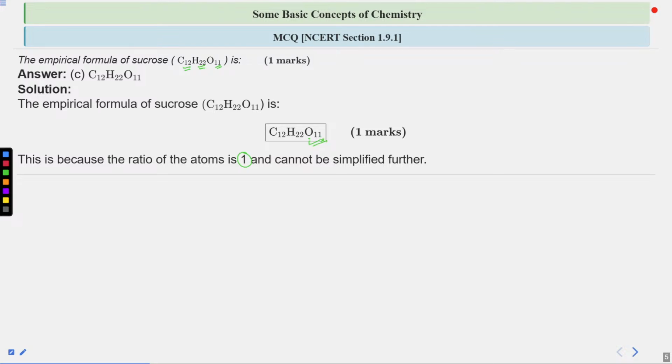So remember the concept of empirical formula. You have to reduce your stoichiometric coefficients to the smallest whole number ratio. Okay, so is it clear? Should I move to the next question? Okay.